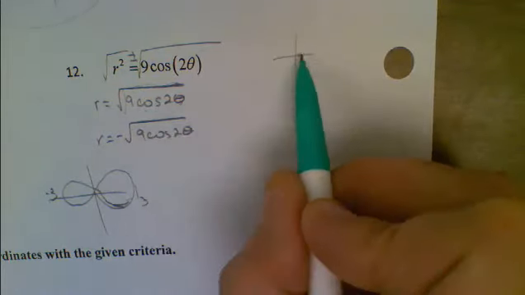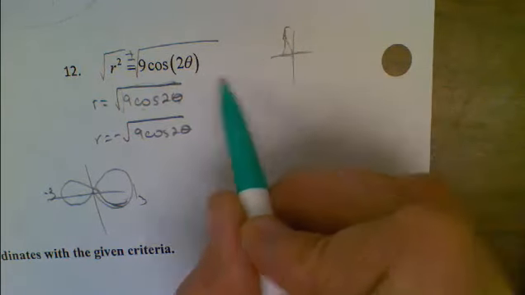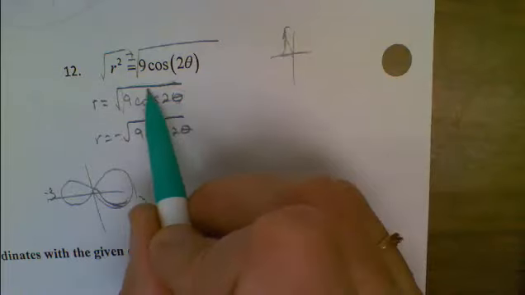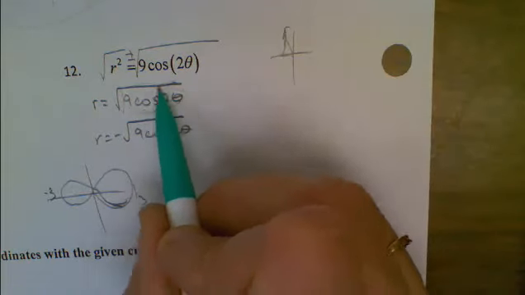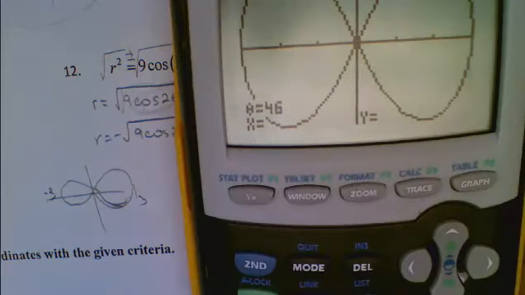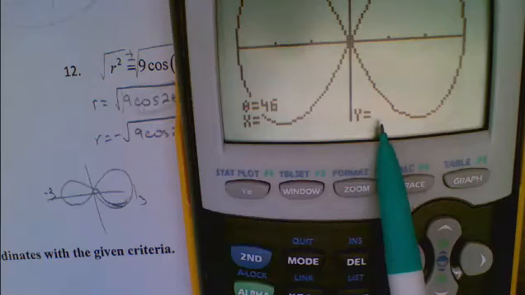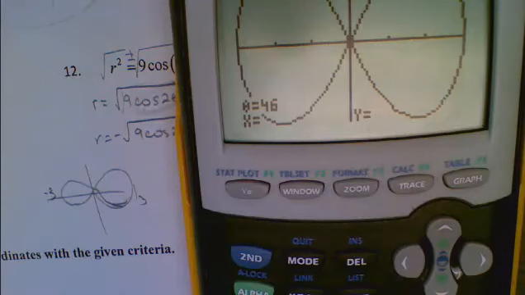And think about where 92 degrees is. That's going to have a negative cosine. So you're going to take 9 times some negative number. So when this value is negative, it's undefined. So that's why when I go to here, I see that at 46, my x and y are undefined. I don't have an ordered pair there because the radius is undefined.